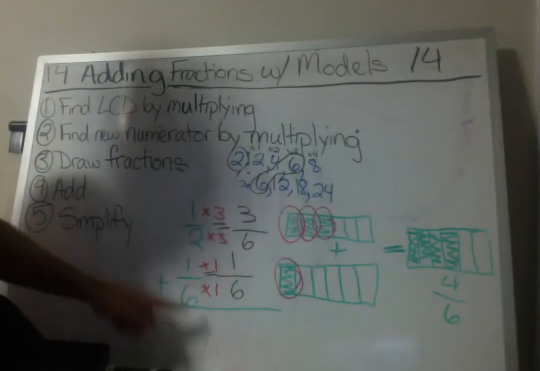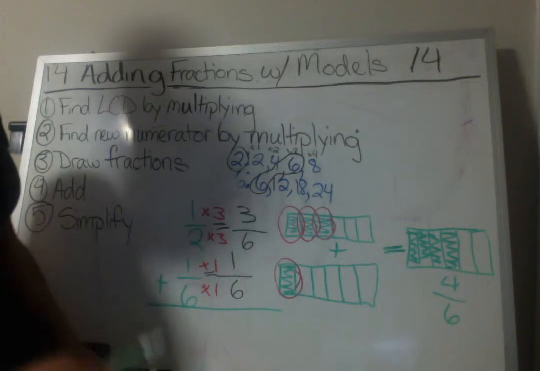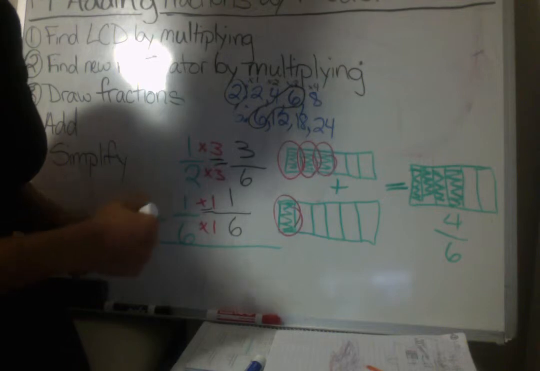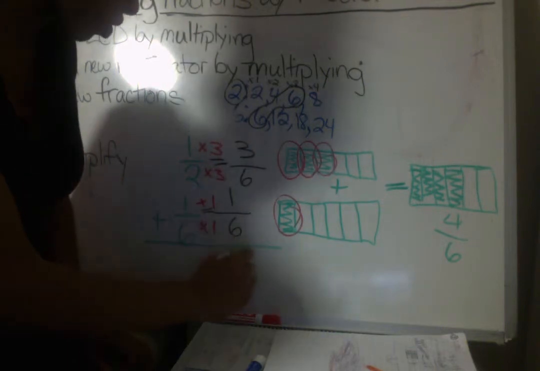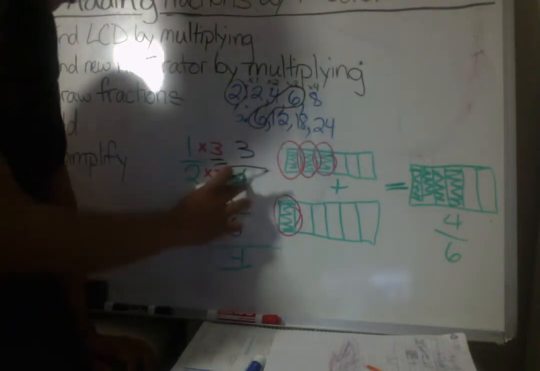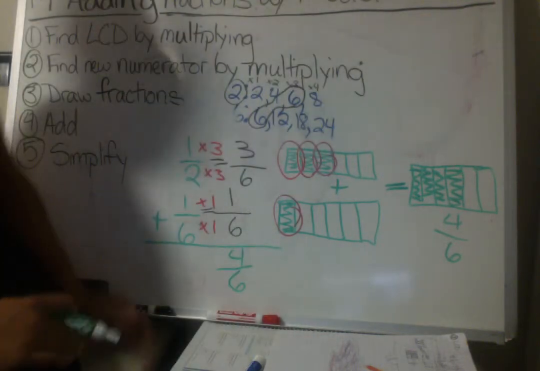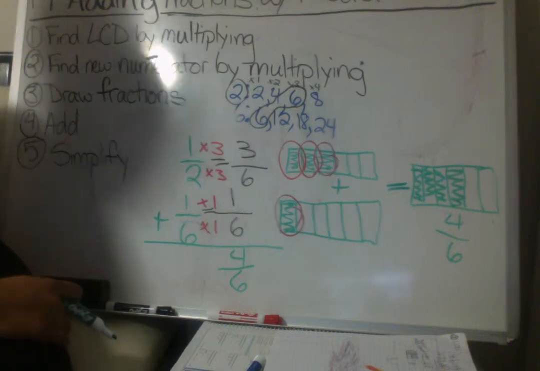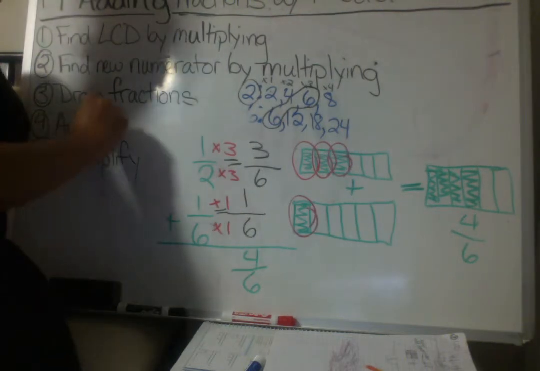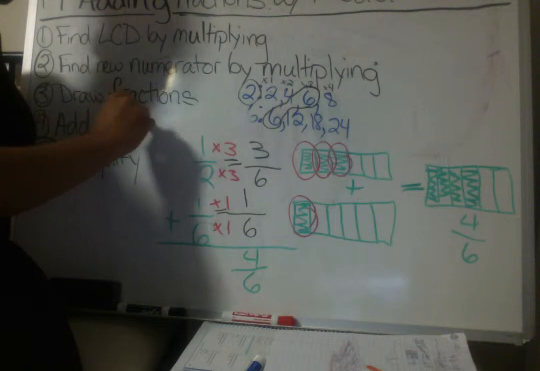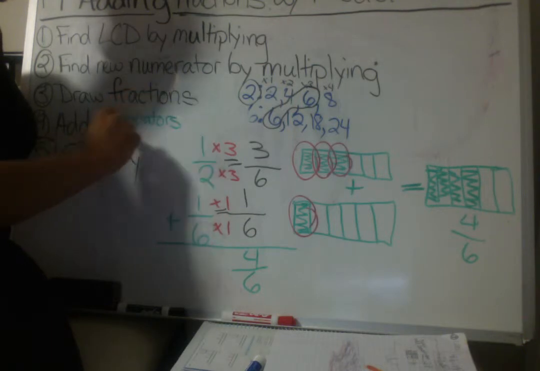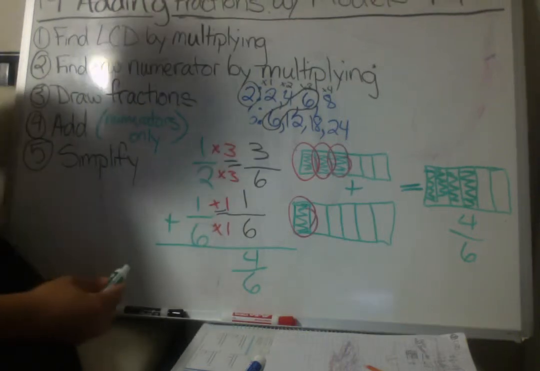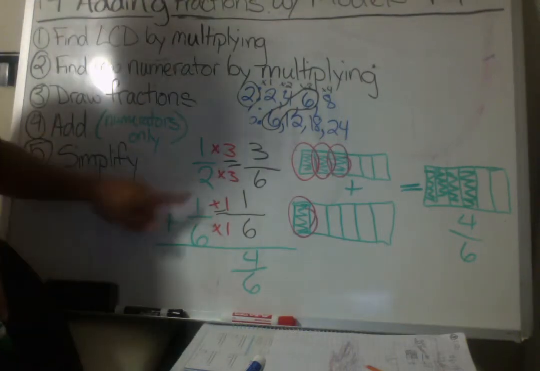Looking at the standard form, 3 plus 1 is 4. You never, ever add your denominators. Denominator stays the same. So when we get over here, I guess I can say that you add numerators only. That's why you need your denominators to be the same.